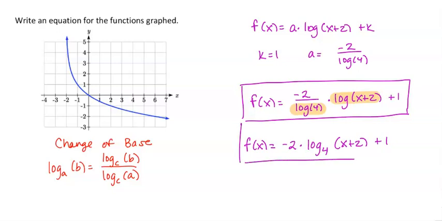So another way to represent the equation for this graph that we were given is -2 times log base 4 of (x plus 2) plus 1. These are equivalent expressions, meaning that they have the same value, just different ways of writing them. Both of them represent this graph that we were given.